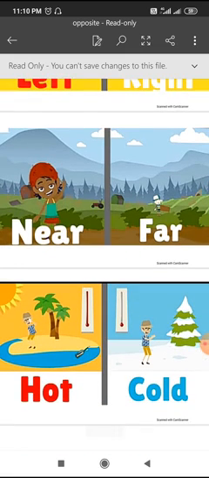Near. Near means closer and far means far away. Anything that is near or closer we can say it's near, and when the thing is far away and the distance is more we can say it's far away. So near is the opposite of far.